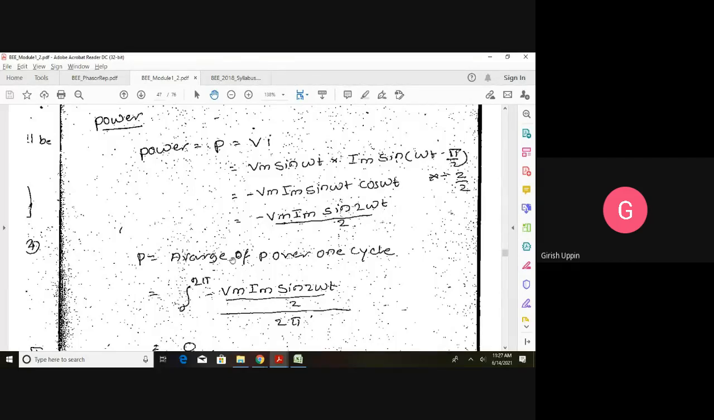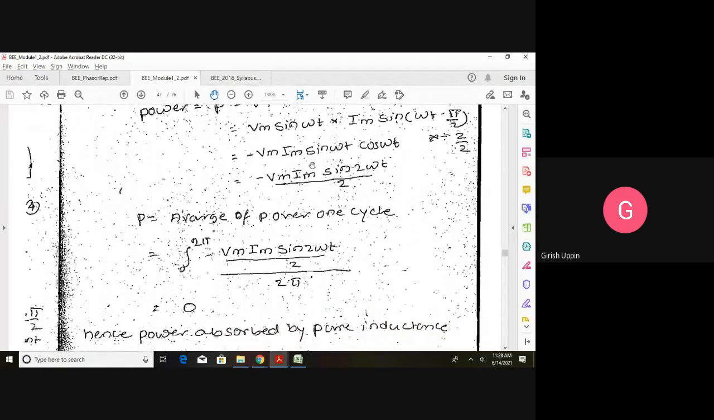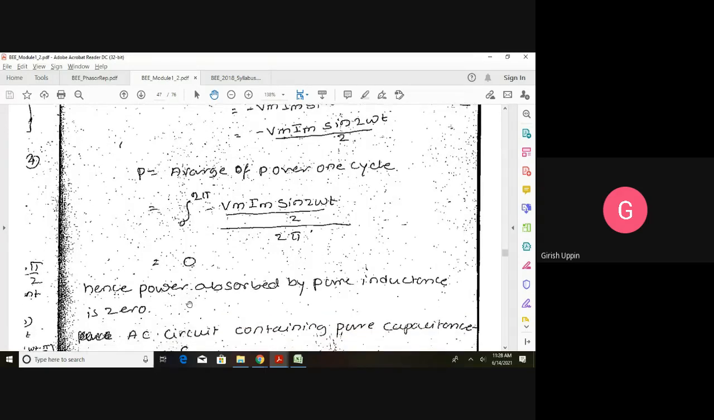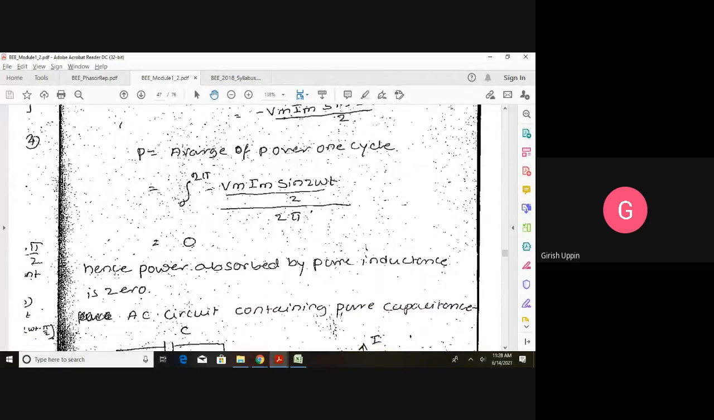Now, if we want to find the average power consumed in one cycle, then we have to integrate it from 0 to 2 pi and divide it by 2 pi. So we do the integration of this instantaneous value of the power consumed, 0 to 2 pi divided by 2 pi, of minus Vm Im sin 2 omega t divided by 2. If you simplify this, you will get the average power consumed in a pure inductive circuit is 0. So hence the power absorbed by pure inductance is 0.